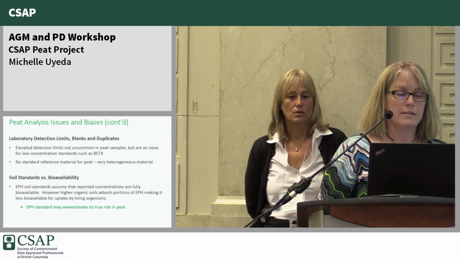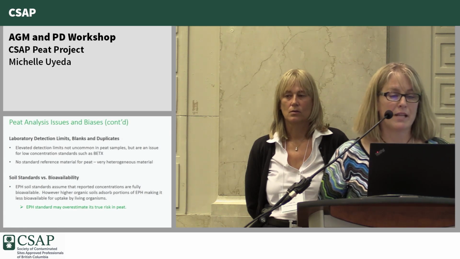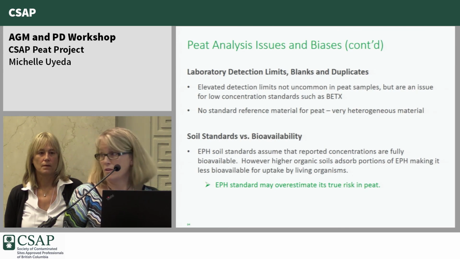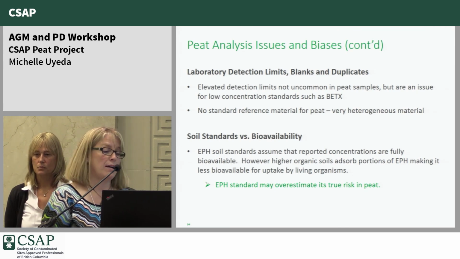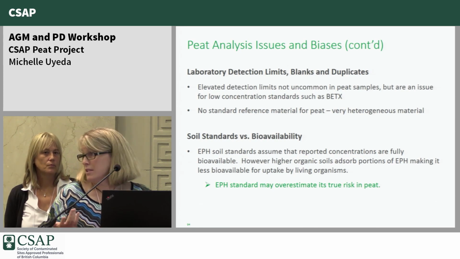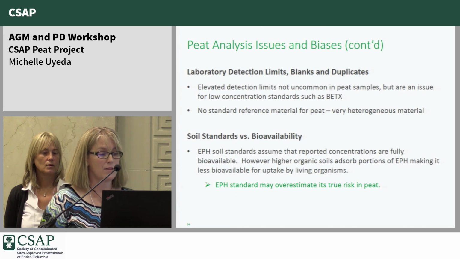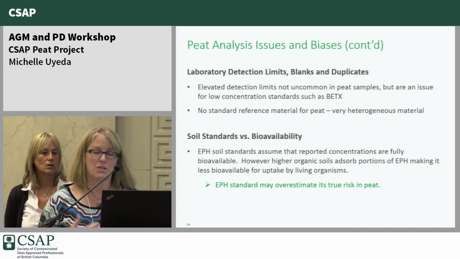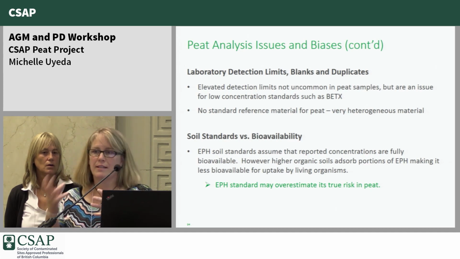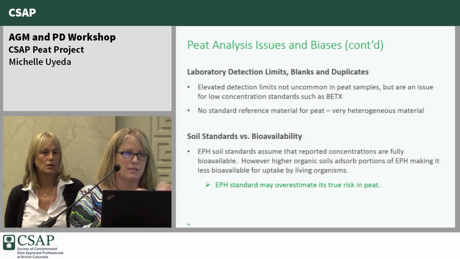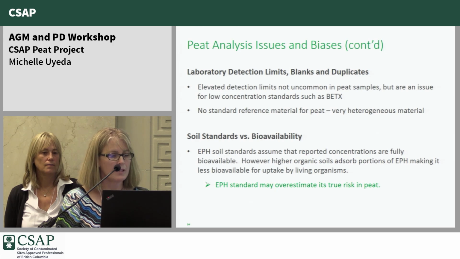Other biases include laboratory detection limits, blanks, and duplicates. We often see elevated detection limits. They're not uncommon in peat samples, but they can be an issue when you're looking at low standards, such as for BTEX. And there is no standard reference material for peat because it is a very heterogeneous material on a given site. You can have a stick-like peat versus sedges and fens, and soil standards versus bioavailability.